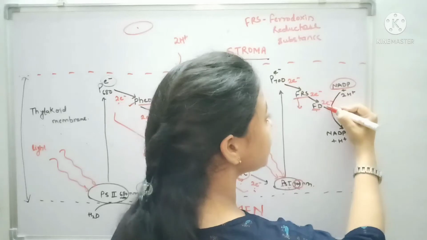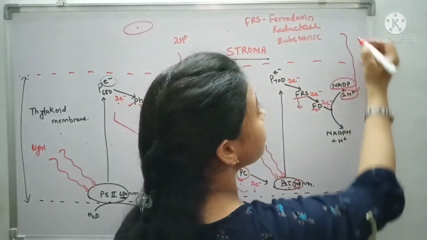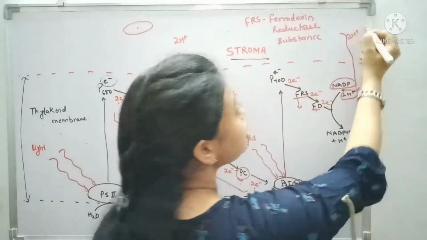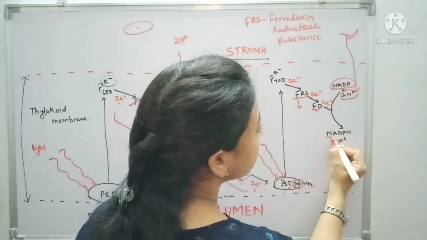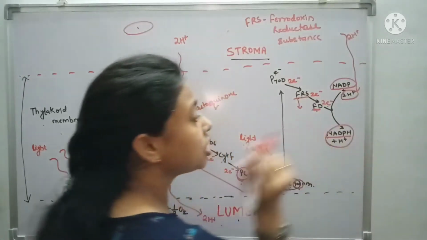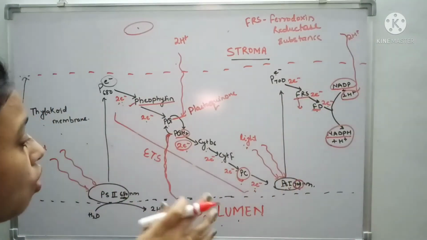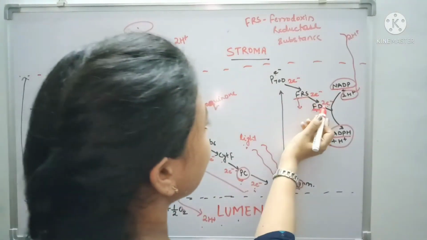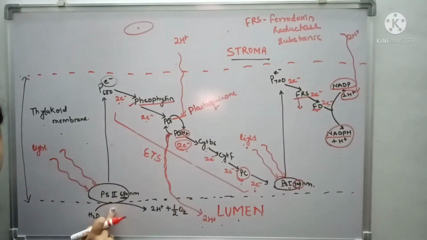This NADP takes this electron and takes 2 hydrogen from the stromal region again. From the stroma it takes the hydrogen and gets reduced into NADPH. So this is how our energy molecule NADPH gets formed. Hope this cycle is clear. So now what do you see? This electron reaches over here. It doesn't get back into the photosystem second.